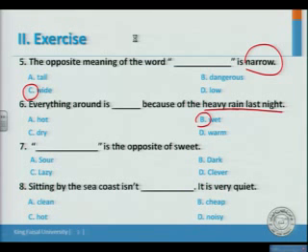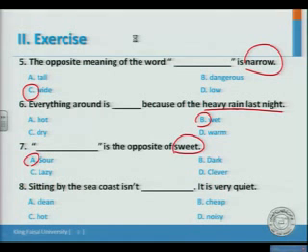Number 7 is the opposite of sweet, حلو, and sweet might be used for taste, حلو المذاق, or might be used to describe people, for example this or that is very sweet. Number 7, the opposite of sweet is sour. So معناها مر أو حامض. Number 8.